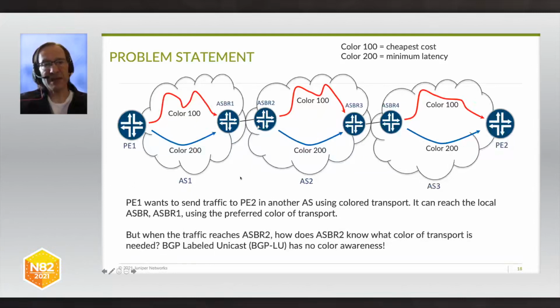If we're using BGP-LU between the ASs, which is typically used, BGP-LU does not have any color awareness, and so there's no way of conveying to ASBR2 the desire to use, let's say, color 200 for the packet's journey. So this is where BGP Classful Transport comes in.